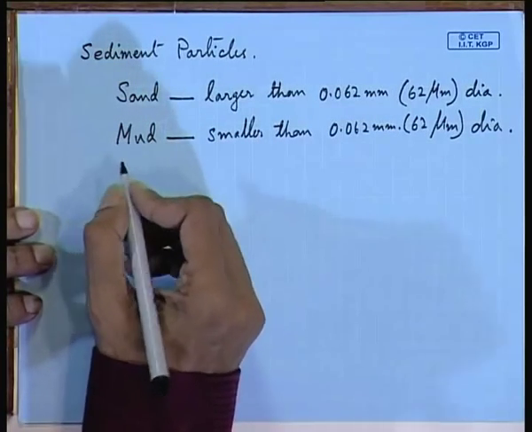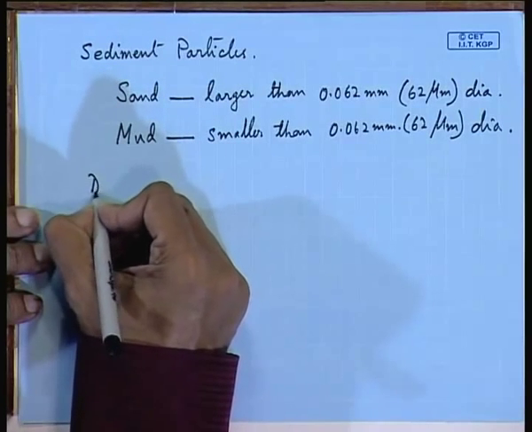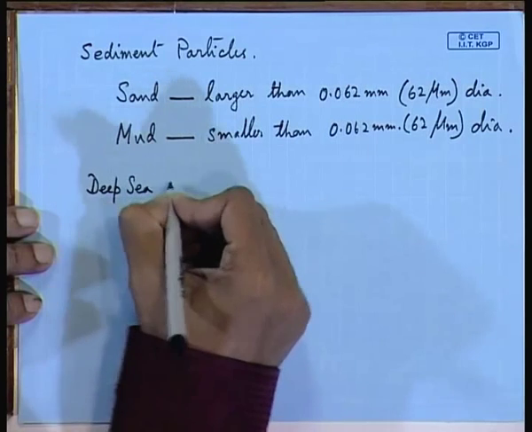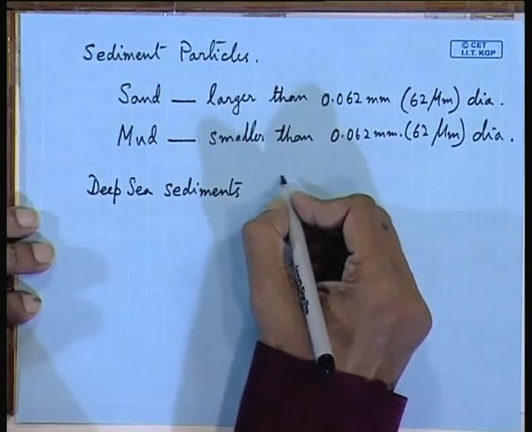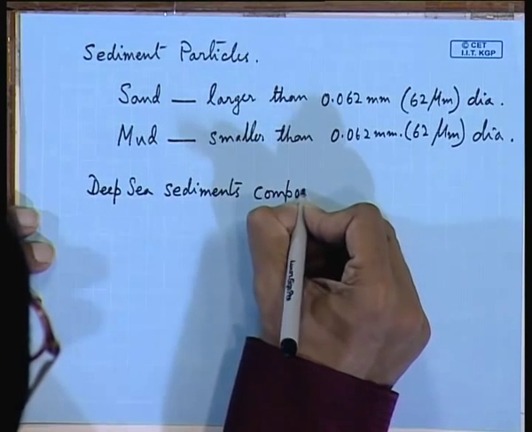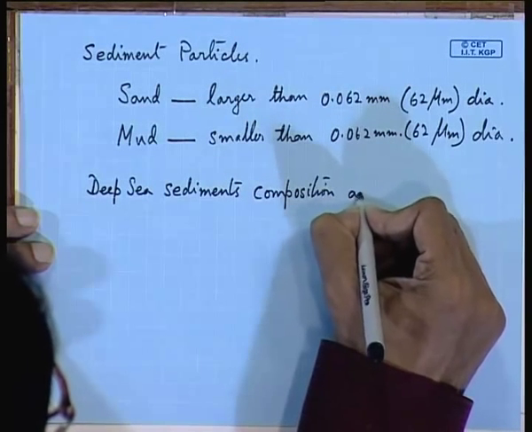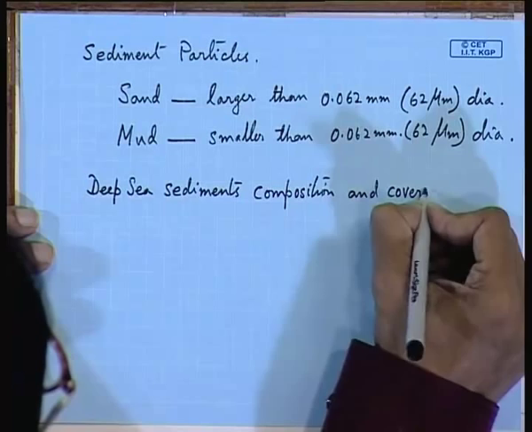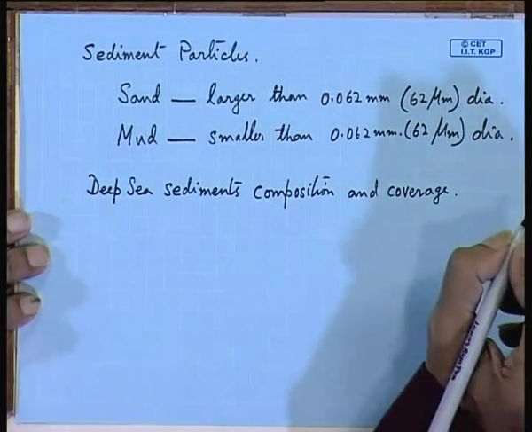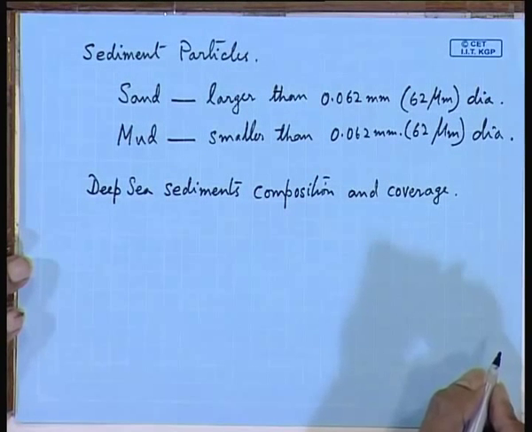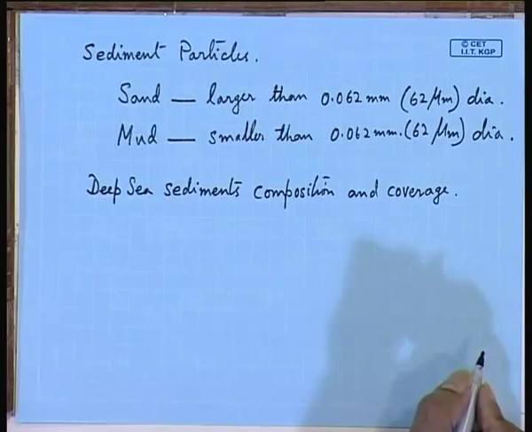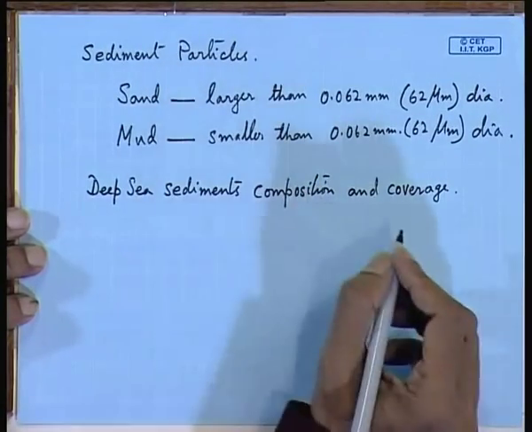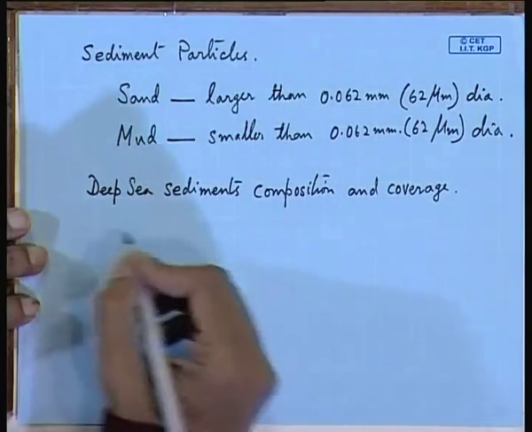Now, deep sea sediments, composition and coverage. Some knowledge has to be there in your minds if you want to build any offshore structures. I told you offshore structures are built around a specific site or an environmental location. Your composition of sediment in the Pacific Ocean, Indian Ocean or Atlantic Ocean will greatly vary.